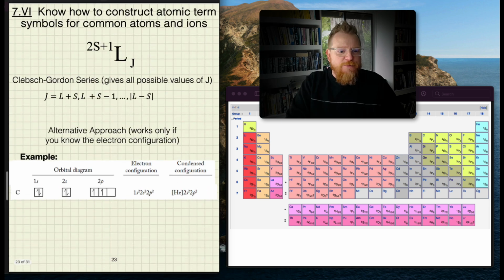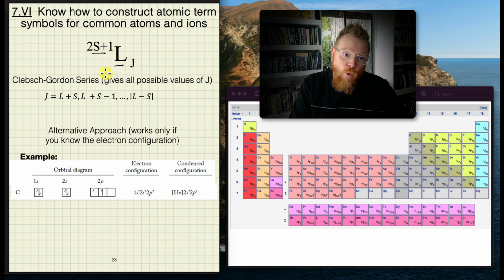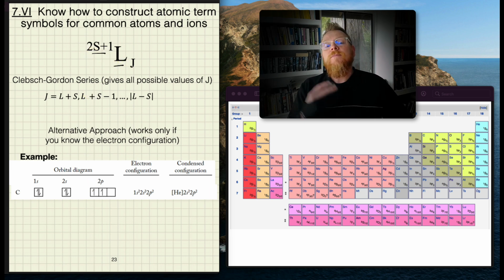So finally now, to get our value of J, once again, we have our Clebsch-Gordan series where we could sum up all of the possible L's and S's. Or our alternative approach is if we got the multiplicity and the orbital angular momentum from the electron configuration, then we automatically know what J is, or what J's possibilities are.